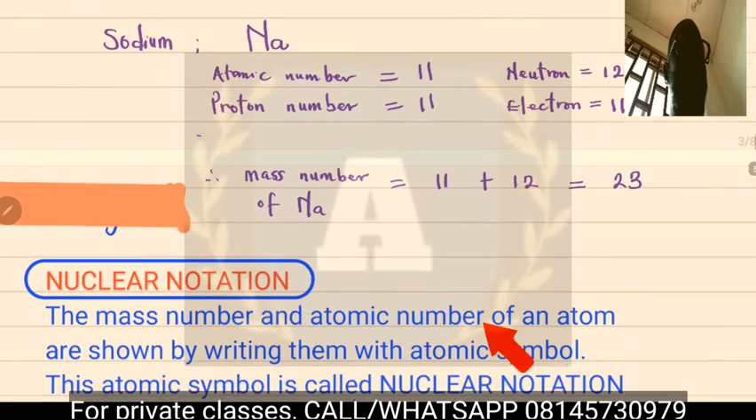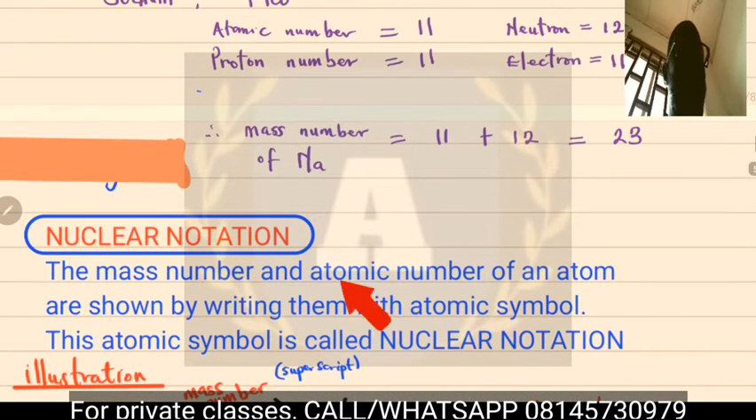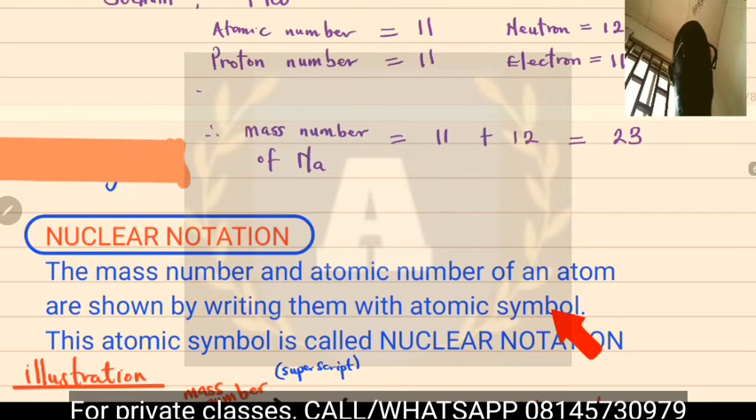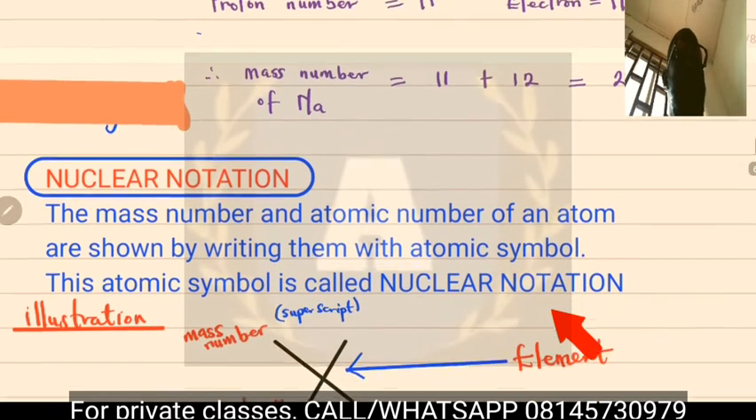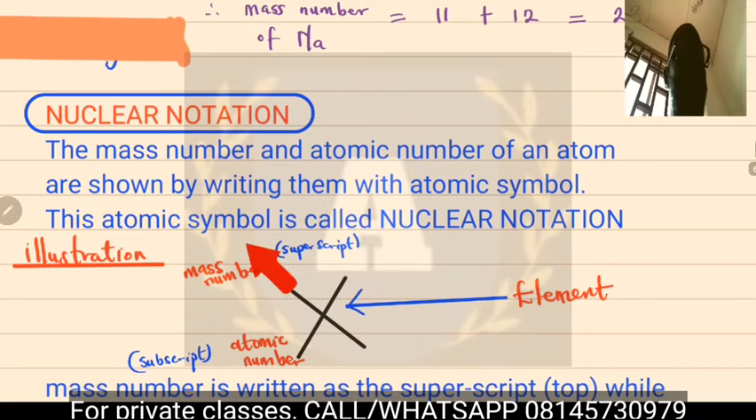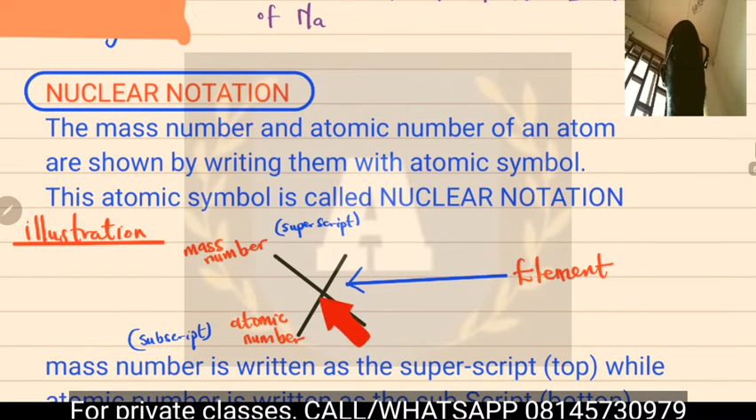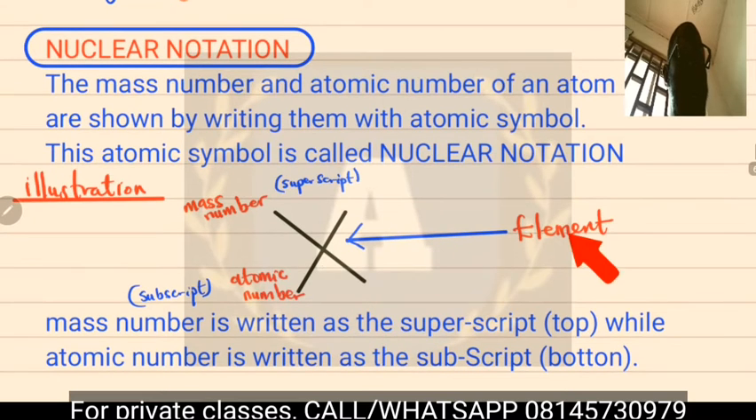How do we represent an atom, the nucleus of an atom? Nuclear notation. Now, the mass number and atomic number of an atom are shown by writing them with atomic symbols. How do you represent an atom in science, in chemistry precisely? The atomic symbol is called the nuclear notation. So, illustration. Now let's assume X is an atom of an element.